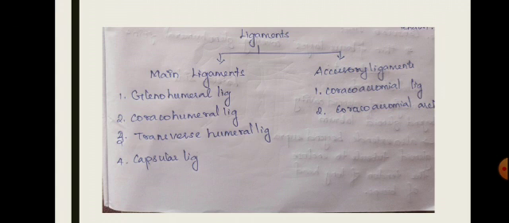Second is the coracohumeral ligament. What is meant by coracohumeral ligament? It is a fibrous band that extends from the base of the coracoid process to the anterior surface of the greater tubercle. Third is the transverse humeral ligament. It bridges between the greater and the lesser tubercle in the bicipital groove, which encloses the tendon of the long head of the biceps, covered by the synovial membrane. When we come to the capsular ligament, it is a fibrous layer covering the glenohumeral joint.